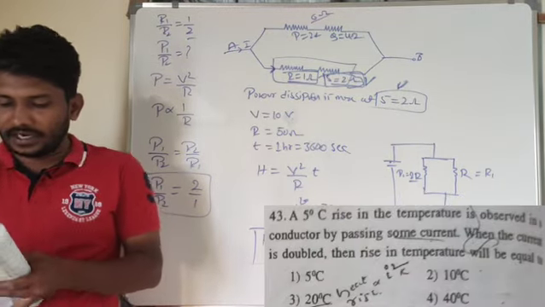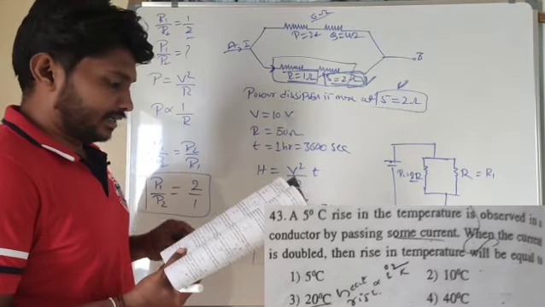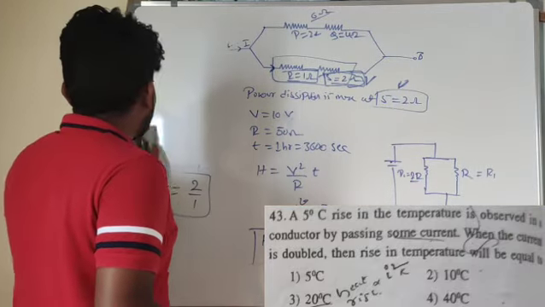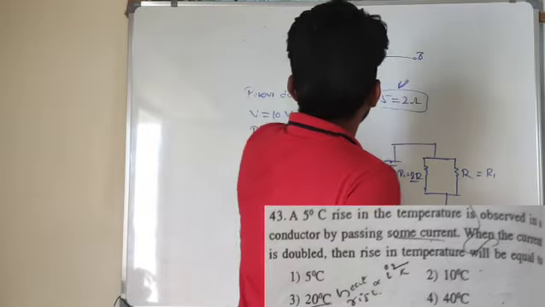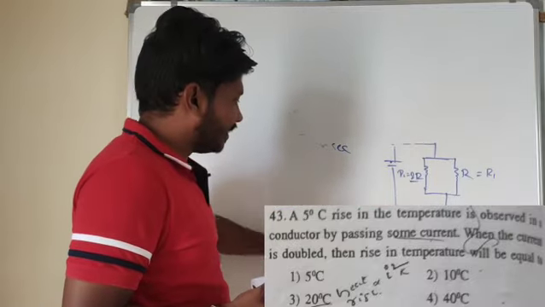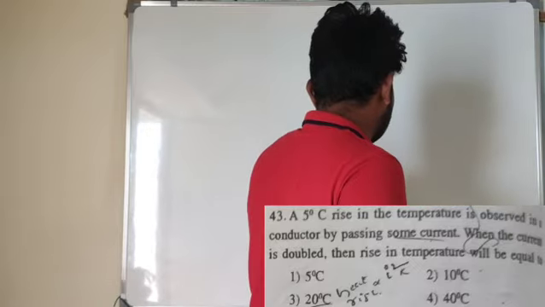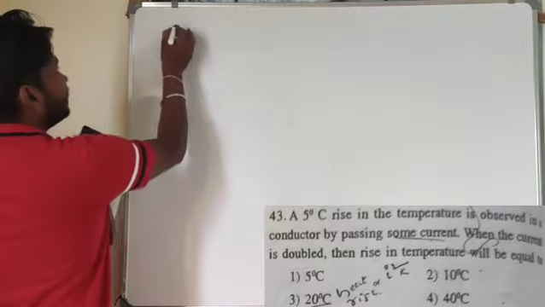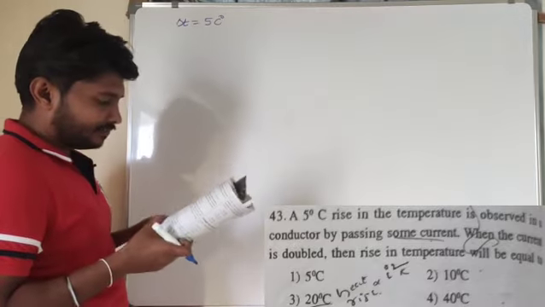A 5 degrees Celsius rise in temperature is observed in a conductor by passing some amount of current. So look here. If I pass some amount of current, how much is the temperature rise? 5 degrees Celsius. So shall I take the delta T value as 5 degrees Celsius here? So let me write it here. Delta T value is 5 degrees Celsius.